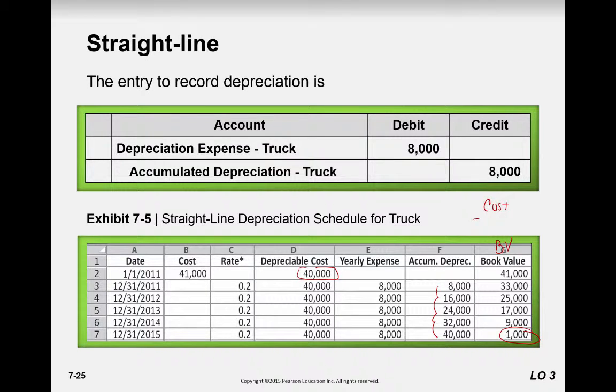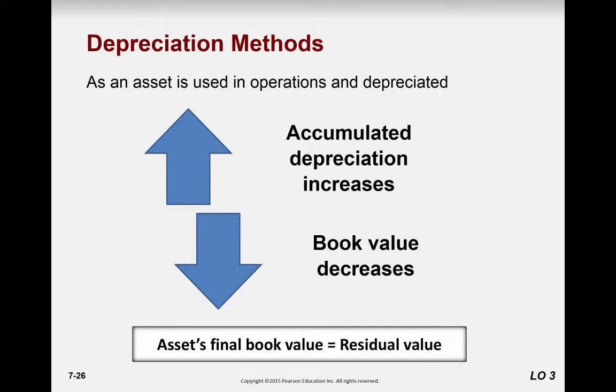Cost minus accumulated depreciation equals your book value. So what happens is, as we use an asset, we add to accumulated depreciation, and accumulated depreciation is a contra asset account, and we know that accumulated depreciation has a credit balance then. So as we continue to add to that, then we know our book value decreases. So your asset's final book value is going to equal your residual value. So in our case, it would be $1,000.